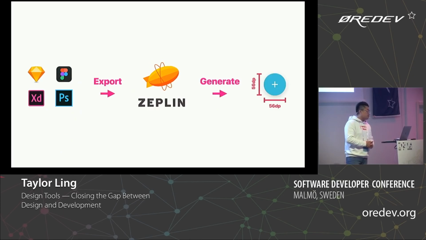So what is Zeppelin? Zeppelin is a tool that can take in designs from different design tools like Sketch, as I mentioned, or Photoshop, or Figma. When we design the screens, we export those screens to Zeppelin, and Zeppelin will then generate all these specs for the developers to use.